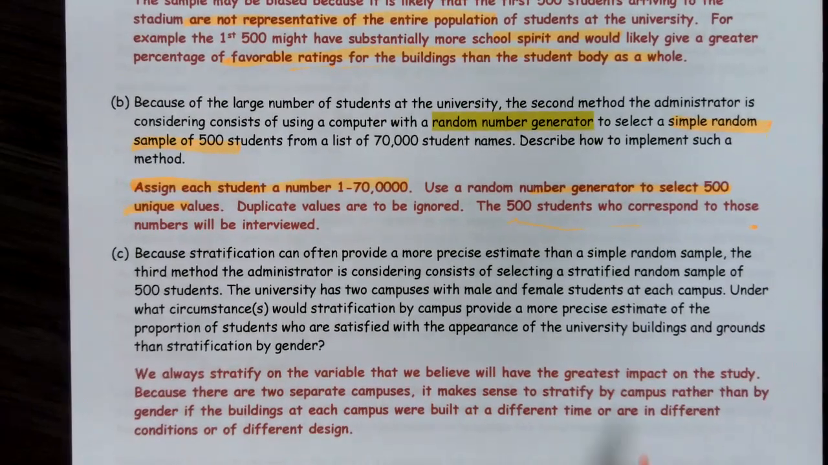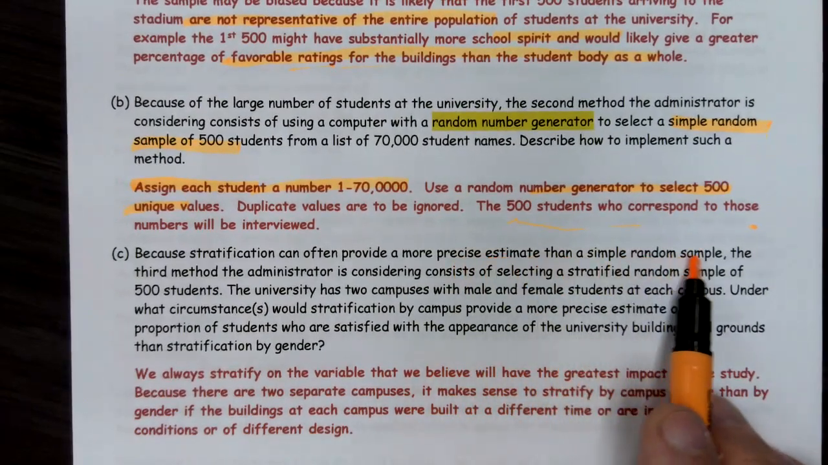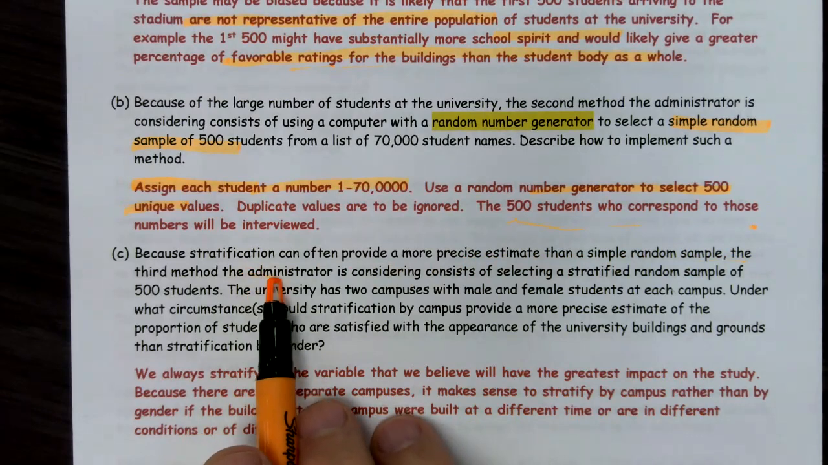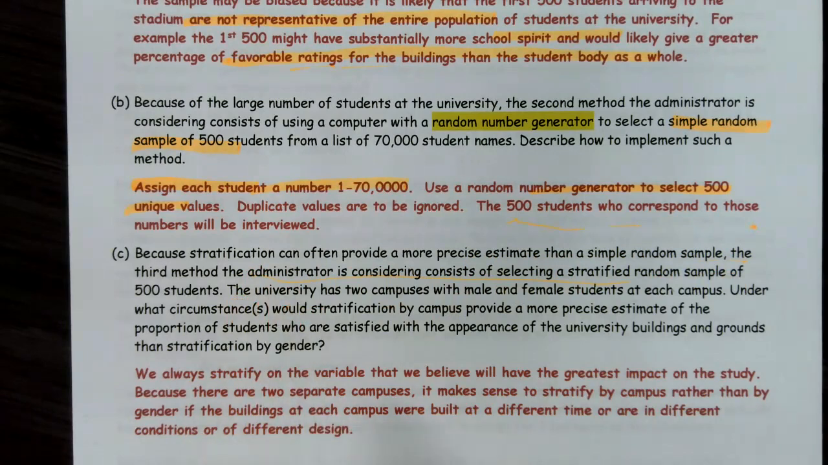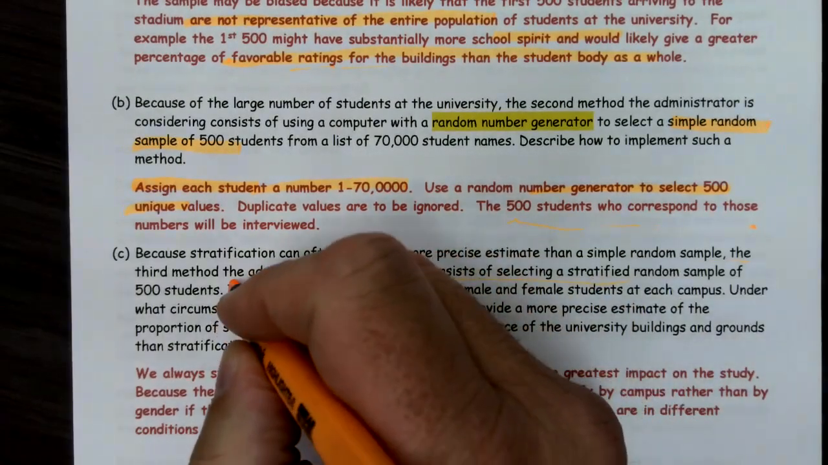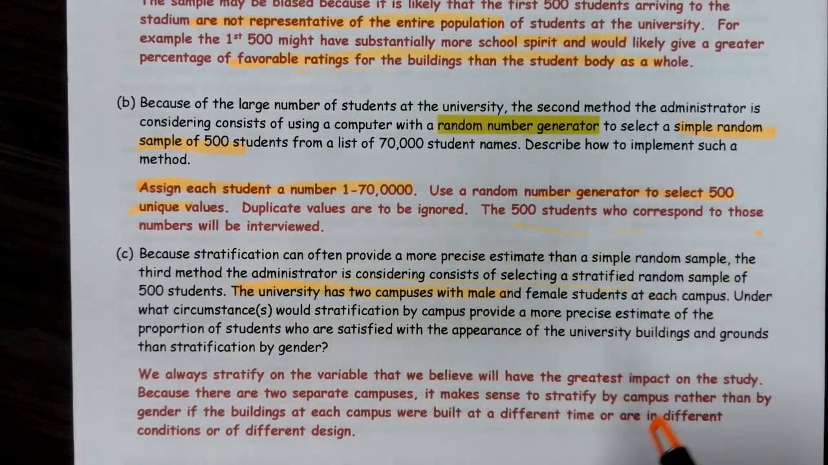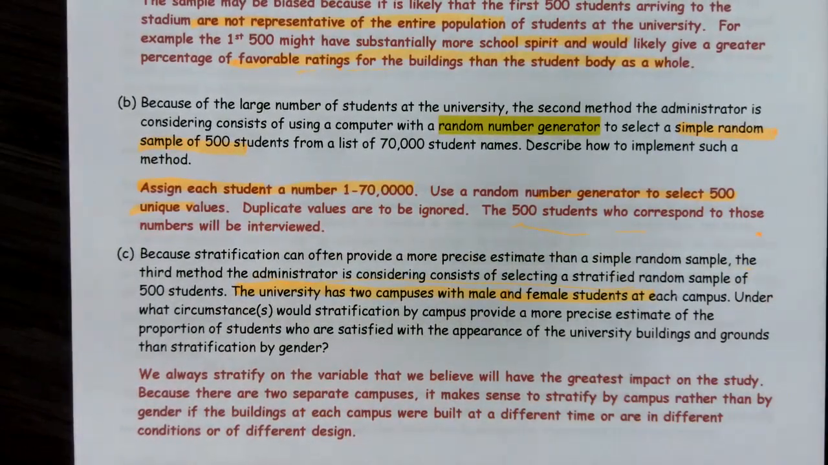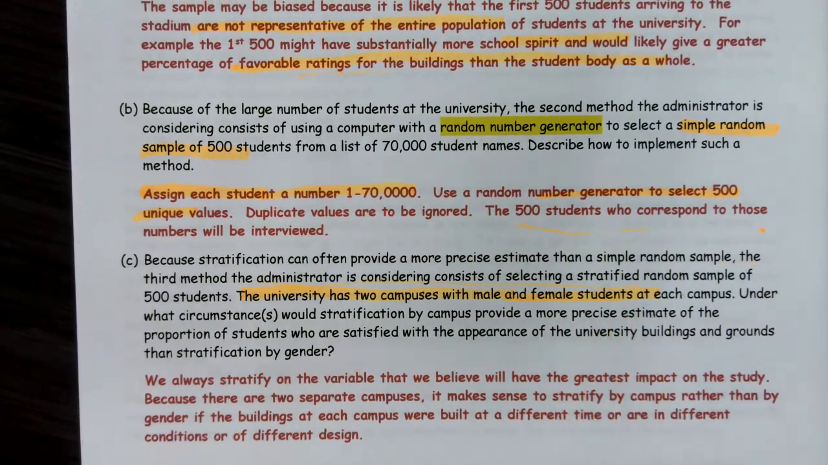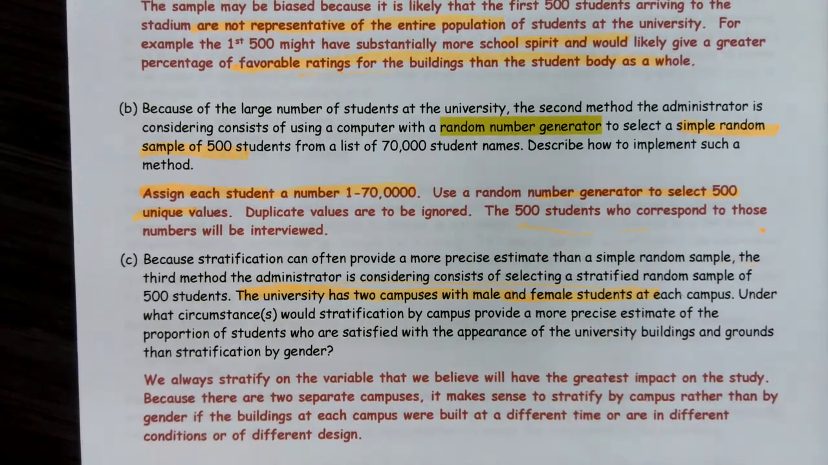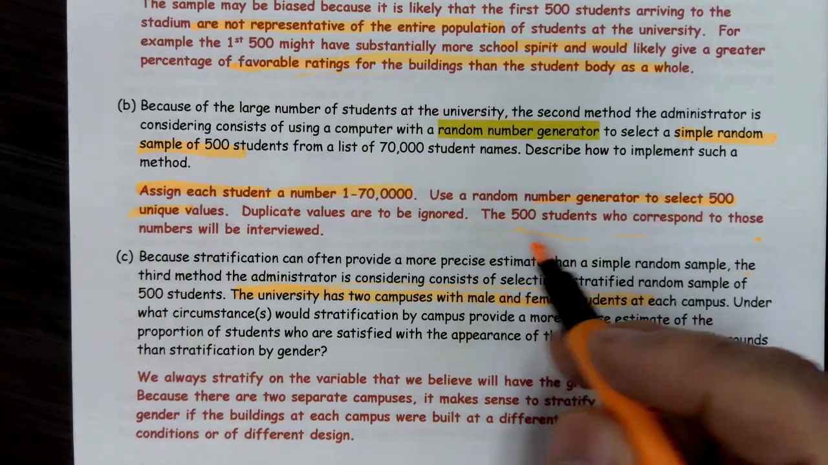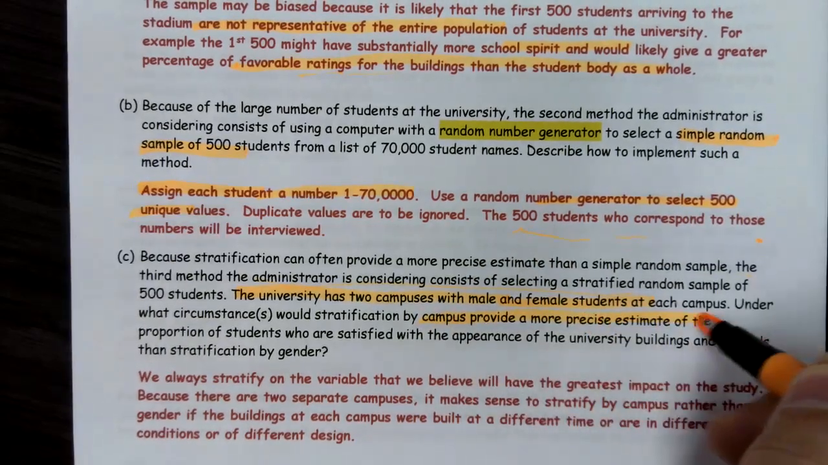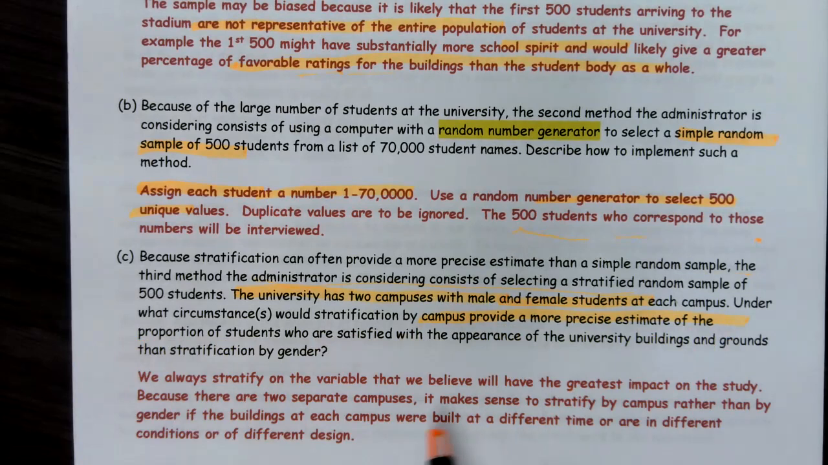Because stratification can often lead to a more precise estimate than a simple random sample, the third method the administrator is considering consists of selecting a stratified sample of 500 students. The university has 2 campuses. Well, that's interesting. With male and female students at each campus. Oh, wow, that's interesting too. So, because we want to know, hey, should we stratify by gender? Under what circumstances would stratification by campus provide a more precise estimate than stratifying by gender?